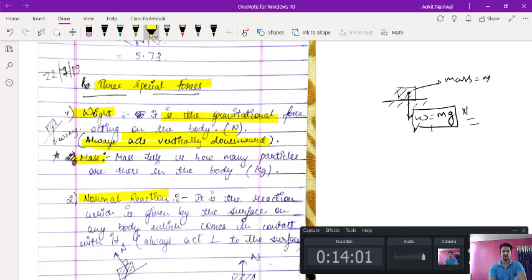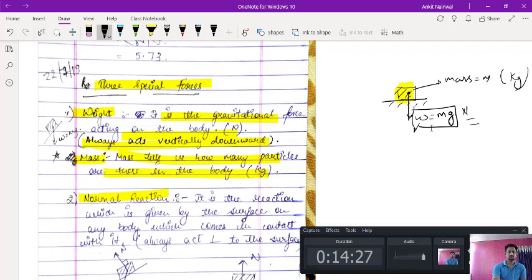Now what is mass? Mass is that quantity that tells how many particles are there in the body. Its unit is kg.